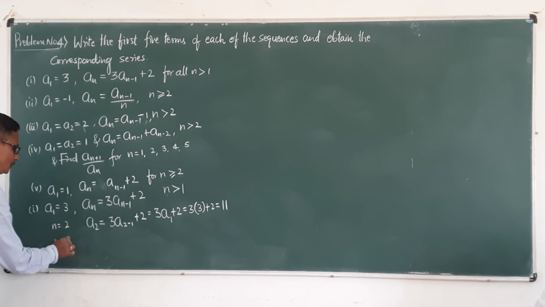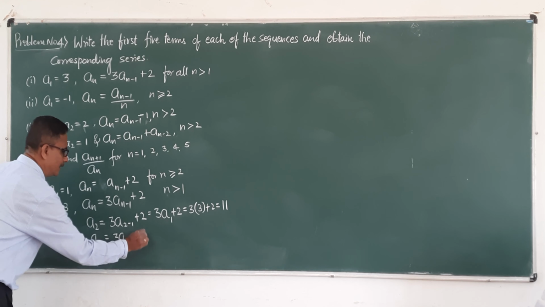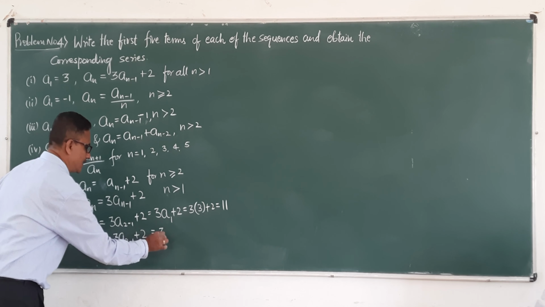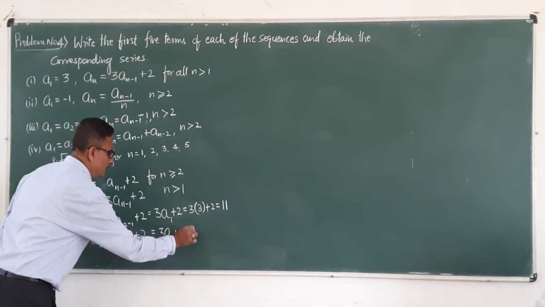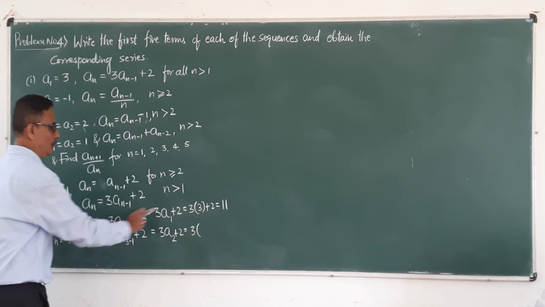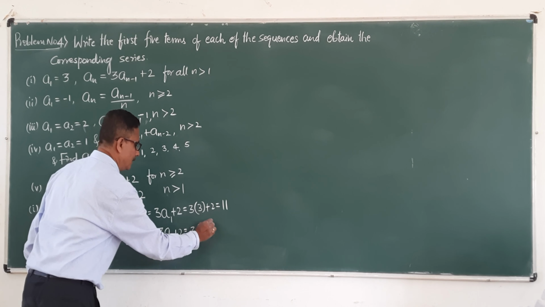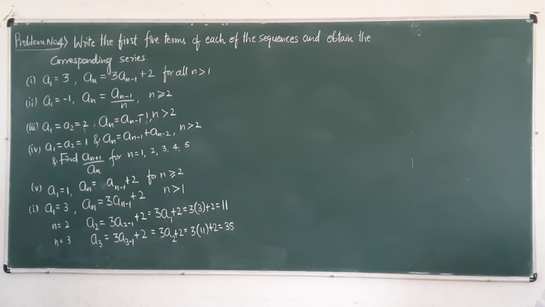Next n is equal to 3. Put n is equal to 3. a3, 3 into a3 minus 1 plus 2, that is 3 a, 3 minus 1 is 2, plus 2. a2 value is 11, right? Plus, 11 3s are 33. 33 plus 2, 35. Okay.